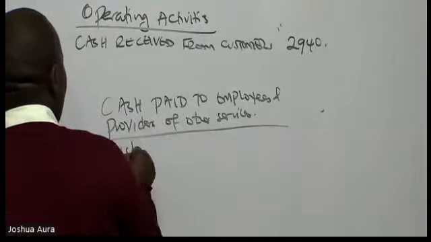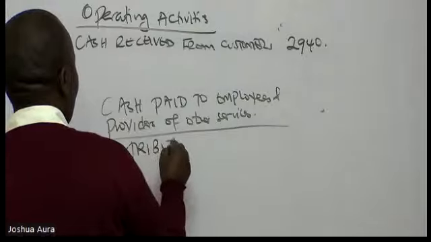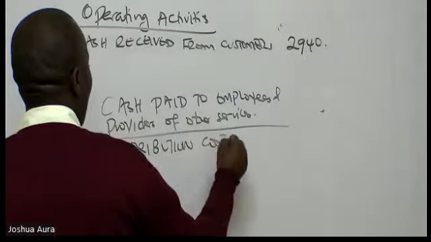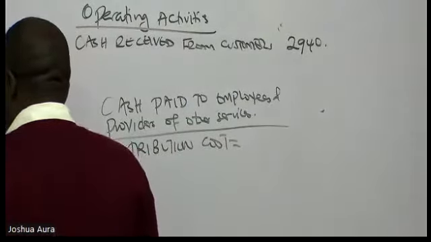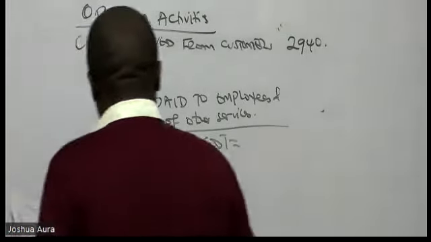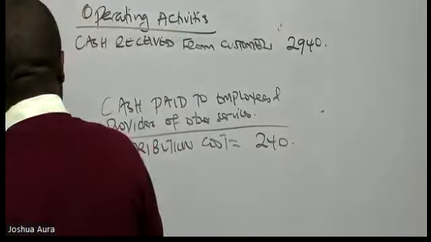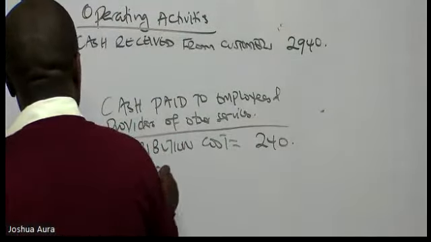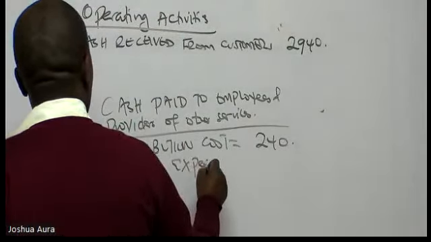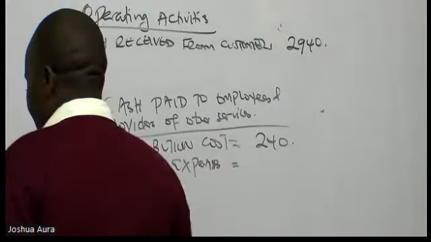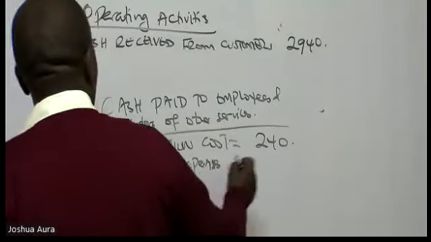Distribution cost of how much? 240. Then I have administrative expenses. So admin expenses of how much? Of 480.